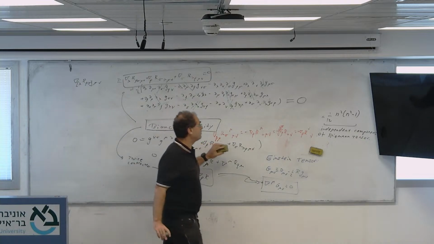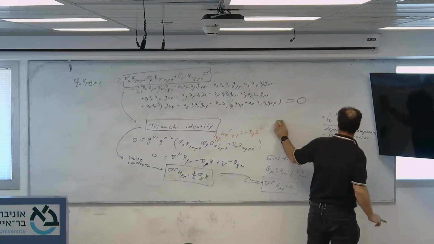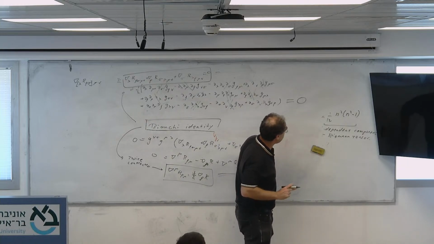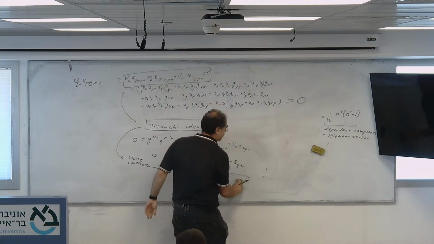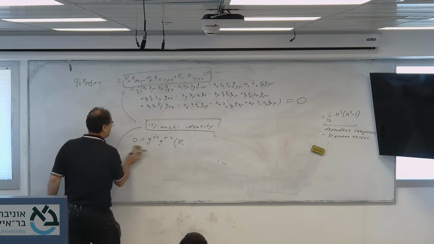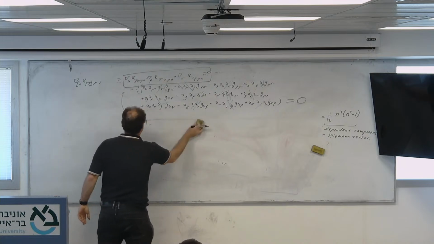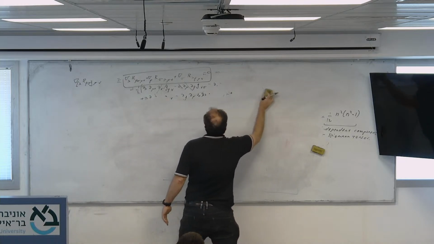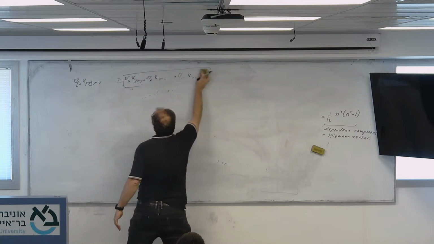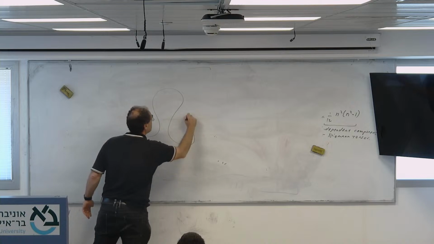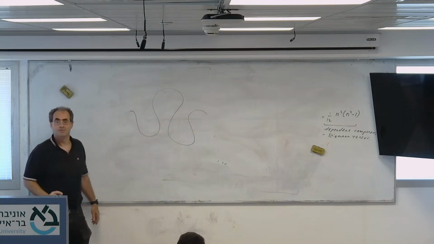So let's do a few examples. We said, how many independent components does the Riemann tensor have in one dimension? 0. What does it mean? Can a one-dimensional space be curved? No. It's not curved.